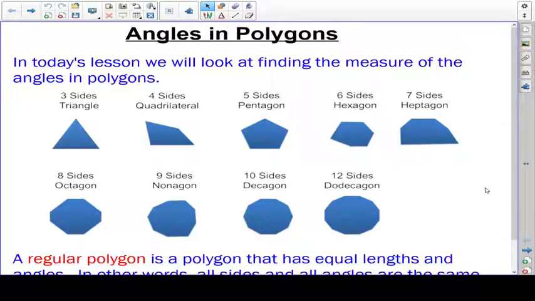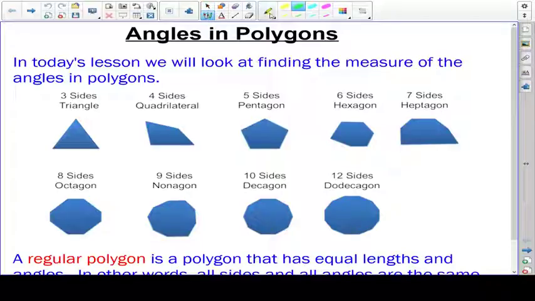Hey grade 12s, today we're going to look at angles and polygons. So, we're going to look at all the different types of polygons that we see. So, let's go ahead and do that then.